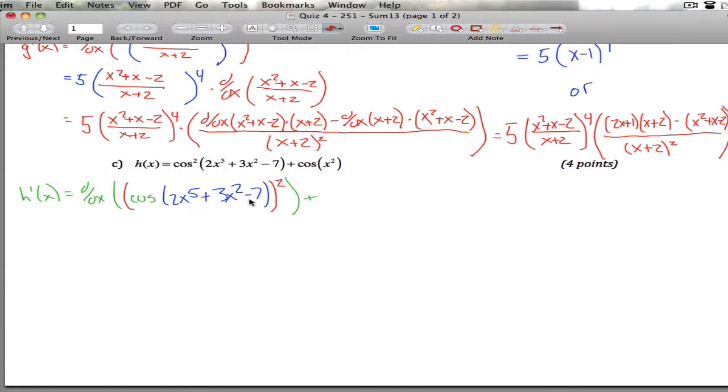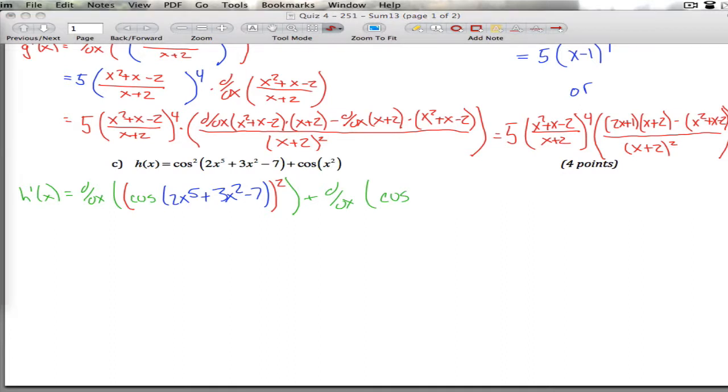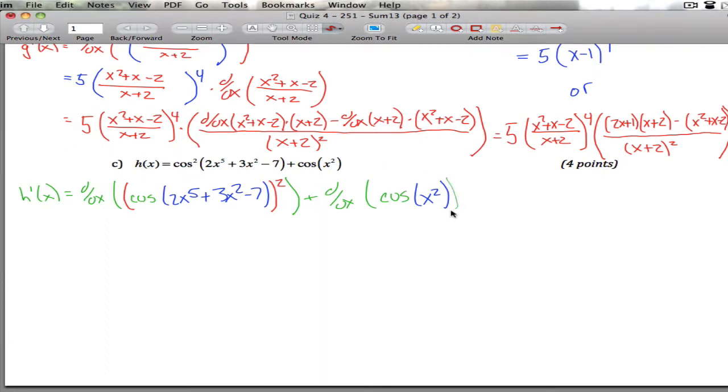So really we have three functions. The outermost function is this entire thing squared. The second level is cosine of something. And the innermost level is this polynomial here in blue. Then I want to add to that the derivative of, again I'm going to need chain rule, cosine of something, in this case x squared. So really the hardest part about this problem is just kind of seeing all the different functions inside functions. If you can do all that, we can just start applying the chain rule.